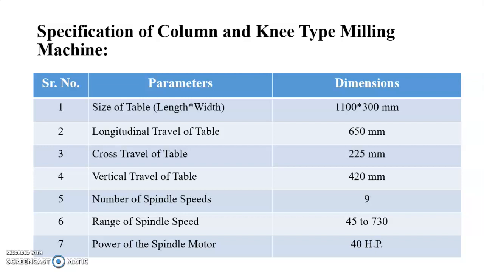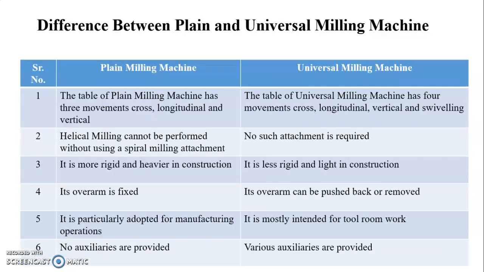Then the number of spindle speeds, that is 9 speeds, we can obtain. The range of spindle speed is 45 to 730 rpm. The power of the spindle motor is about 40 horsepower. So this is the specification.